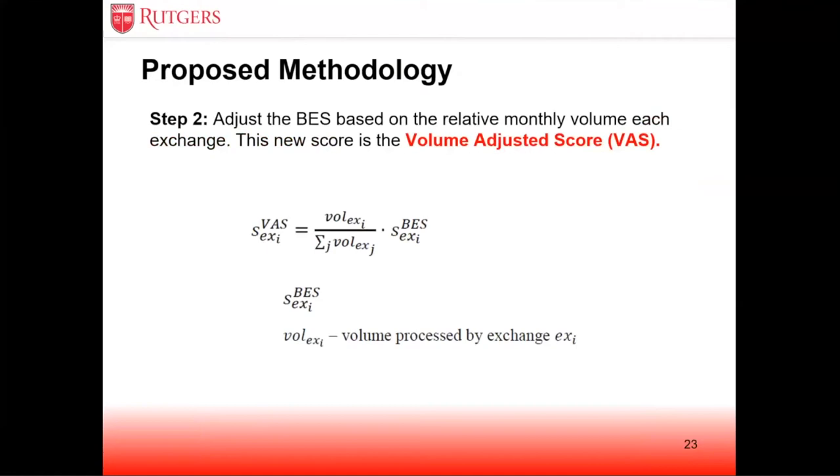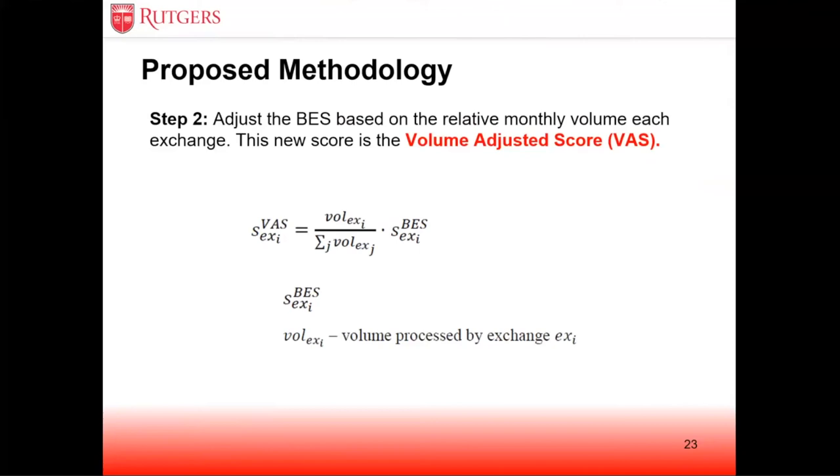we would get the new measure called volume adjusted score. Based on its name, we adjust the previous BES score based on the relative monthly transaction volume on each exchange. So this step considers the relatively long-term transaction behavior for this specific cryptocurrency coin on those exchanges. So the exchange with a higher monthly transaction volume would have a higher weight, would get a higher VAS.